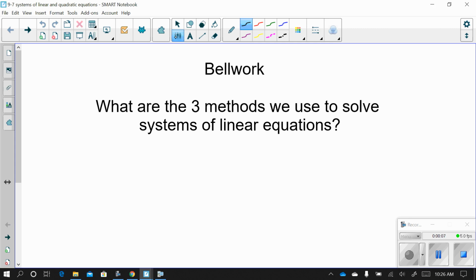So, bell work. What are the three methods we use to solve systems of linear equations? Okay, go into your notebooks. Hopefully you are remembering that this is chapter 4. Okay, we had three methods.